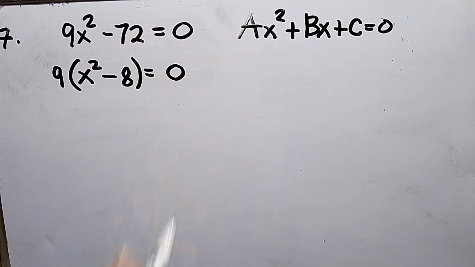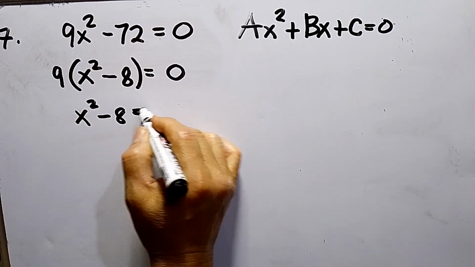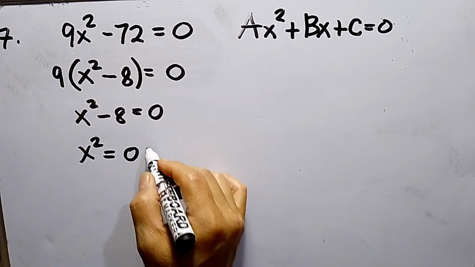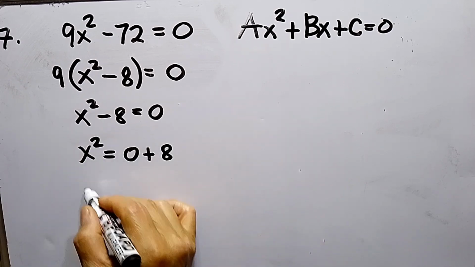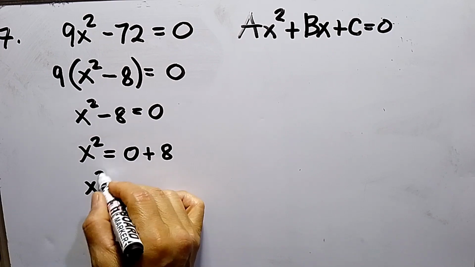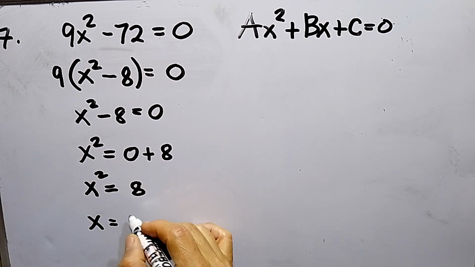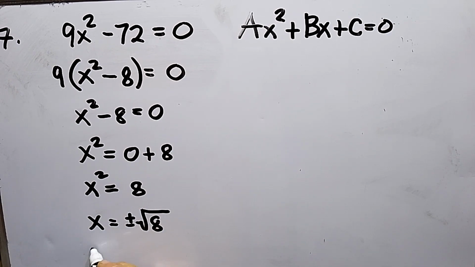So equal to 0, because it is a quadratic equation. So x squared minus 8 is equal to 0. So x squared is equal to 0 plus, transpose negative 8 to the right. This will be positive 8. So x squared is equal to positive 8. So if this is x squared, we can have two roots, plus and minus square root of 8. And we know that the factors of 8 are 4 times 2.